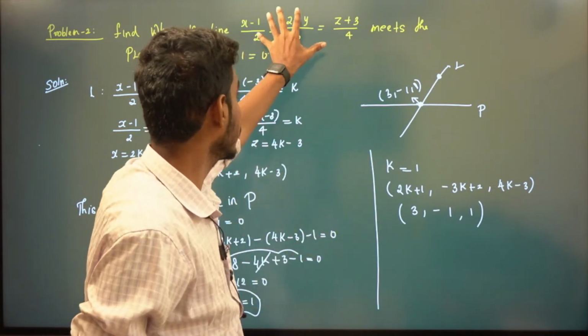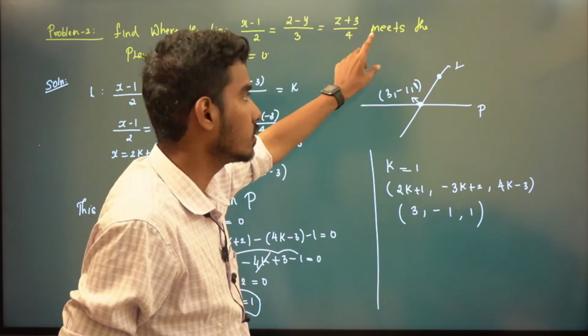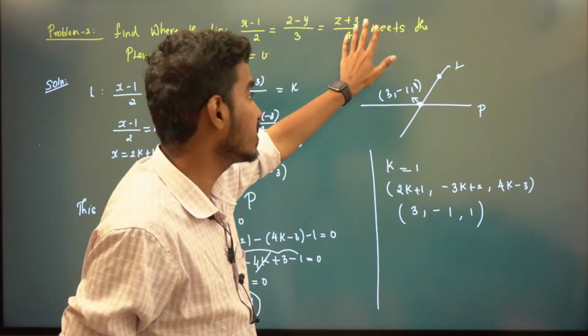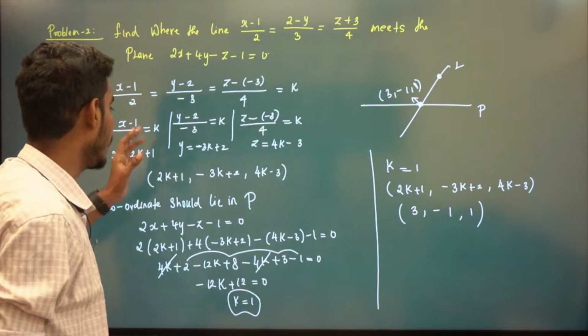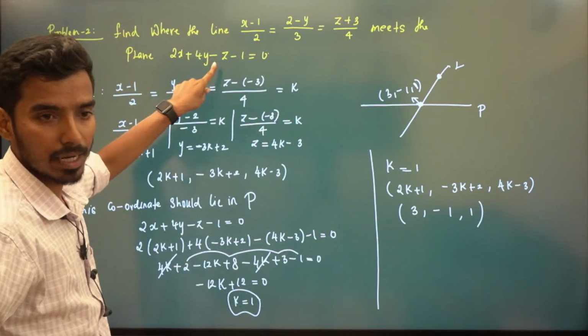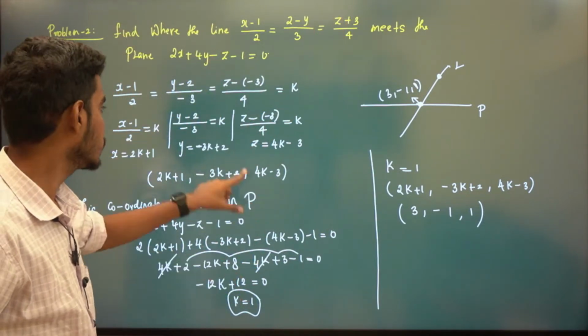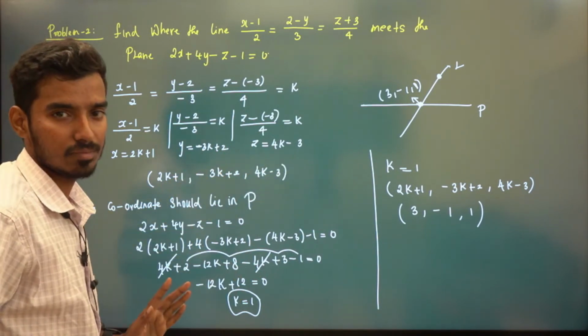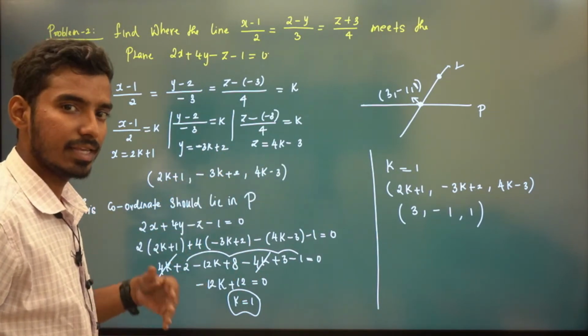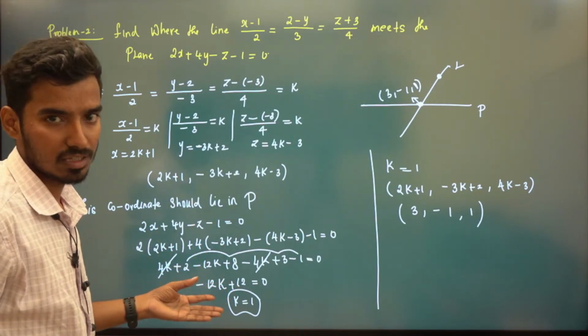All are very easy problems only, right? You just have to find the xyz coordinates by putting the line equal to k. Make sure that it is in this form. After that, you substitute this coordinate in the plane. You will get the value of k. Substitute k back here, and you will get the final intersection. This is the general method, right? In the practice questions, I'll give you more problems on this. Okay, we'll move on to problem number 3.